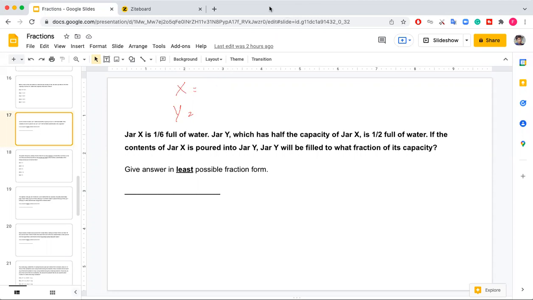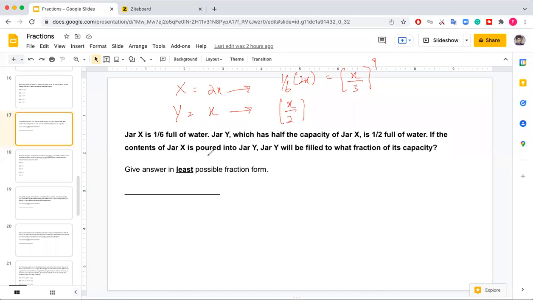Okay, if I call this 2x, then this will be x, right? And this is filled to 1/6 of capacity, so this is actually filled with x/3 right now. And this is filled 1/2 of capacity, so this is just filled with x/2 now, right?